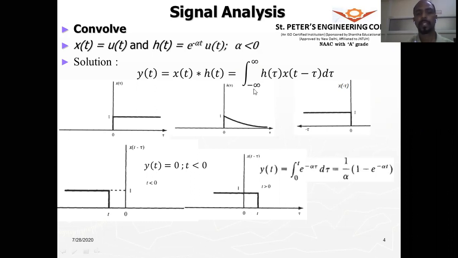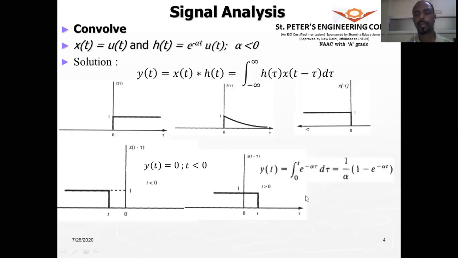Whereas h of tau, instead of t, we are going to represent in terms of tau. So therefore, h of tau is equal to e to the power of minus alpha tau. When we are performing integration, we need the function representation, not the graphical representation. So if they have given the graphical representation, we have to write it in function form and then evaluate. I hope now you understand why there are different forms of representation.